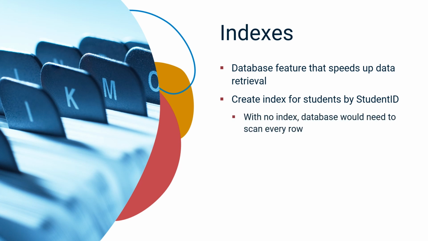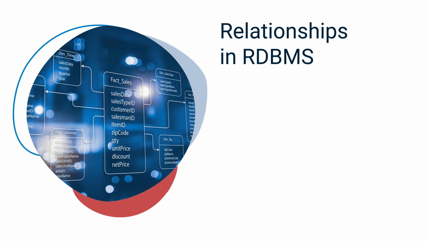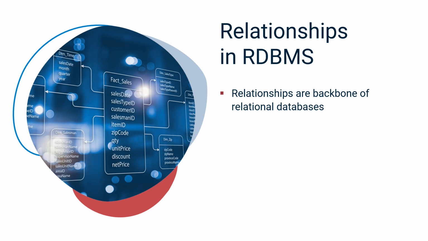Without an index, the database would have to scan every row to find the matching record, a process known as a full table scan. Indexes are especially helpful for large databases with millions of records. However, they do have a trade-off. While they speed up queries, they can slightly slow down insert and update operations because the index also needs to be updated. Now that we've covered keys, schemas, and indexes, let's dive into relationships, the backbone of relational databases.